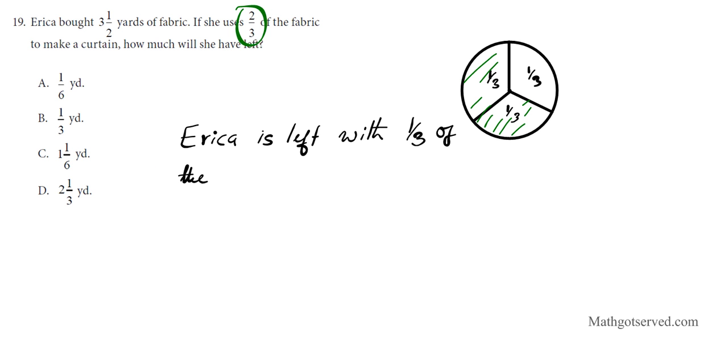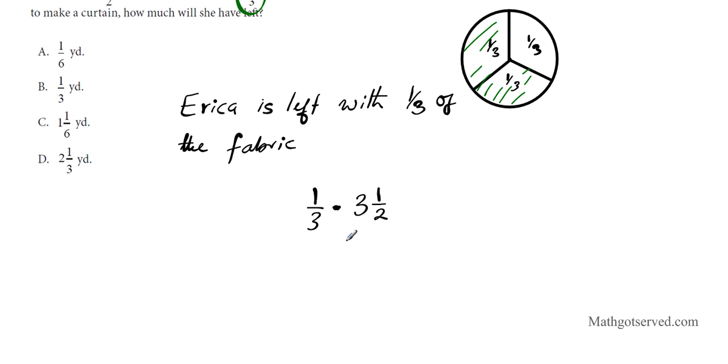So how long is that? Well, to figure it out, we just multiply this by the original length. So we're going to do 1/3 of, which is times, the length of the fabric, which is 3.5 yards. So what is 1/3 of 3.5? This is too hard for me. I can't do it. So what we need to do is make the fractions look alike. Namely, we need to make them both fractions. This is a mixed number. This is not a fraction.